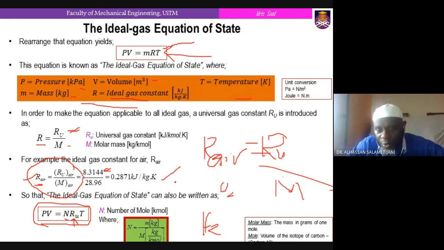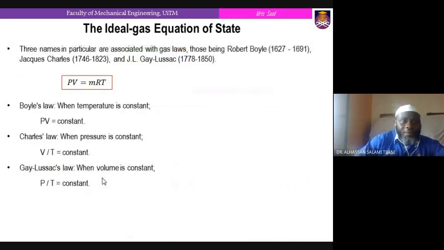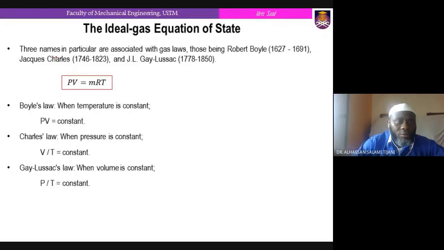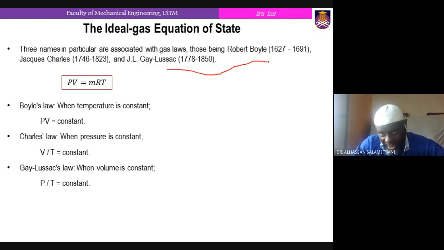Okay, so these are the two approaches available in determining the ideal gas constant for different gases. Now let's see. Three names in particular are associated with the ideal gas, namely Boyle's law, Charles's law, and Gay-Lussac's law. We have done this in elementary school. These are the ideal gas equations related to Charles's law, Gay-Lussac's law, and Robert Boyle's law, and so forth.